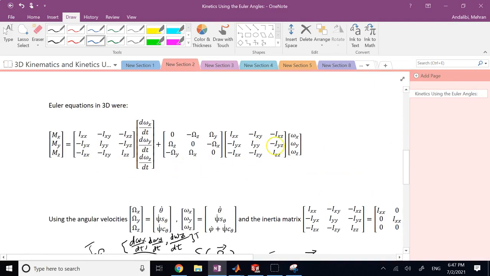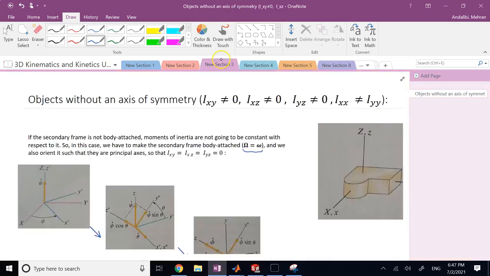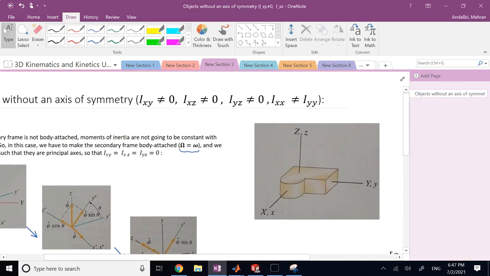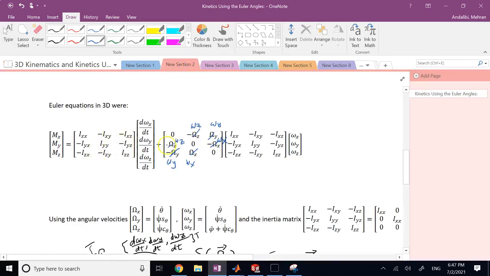Good? Now, to make life a little bit simpler, these guys, instead of capital omega, are now going to be small omega, because capital omega and small omega are the same thing now. Good. Now, the problem is with these product terms, which clearly, if you look at this picture, are not zero. None of the product terms is zero, and if you don't do something to make your equations simpler, the results are going to be really big, quite horrible looking.